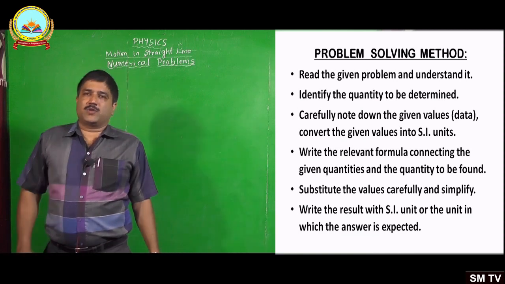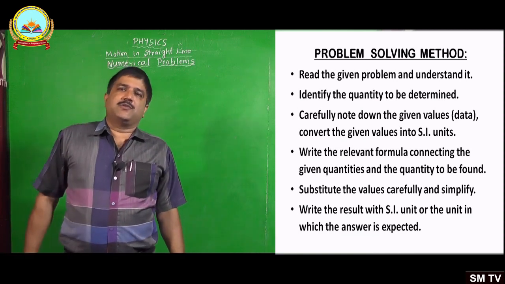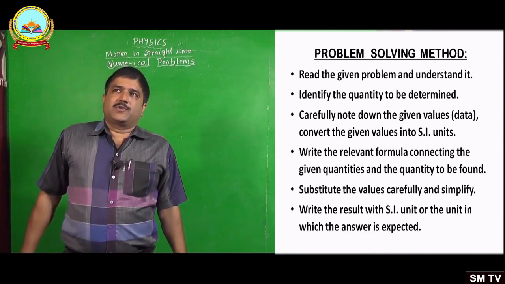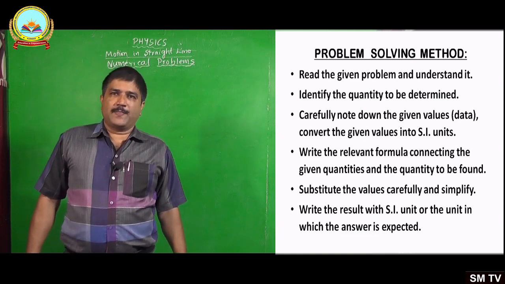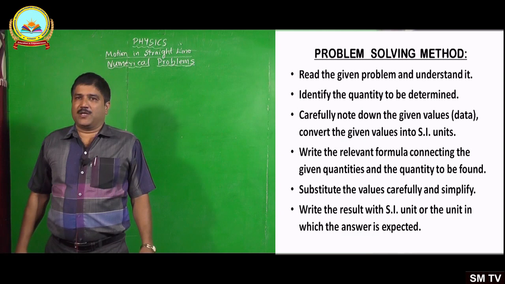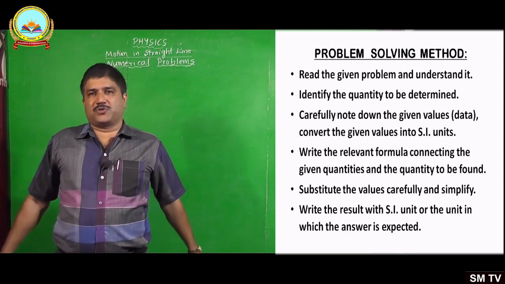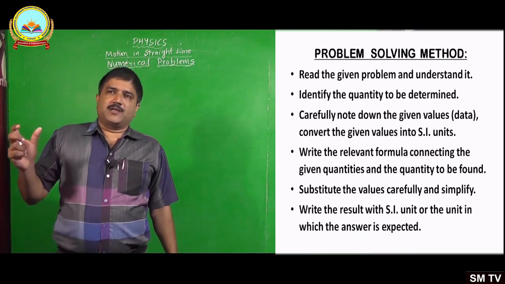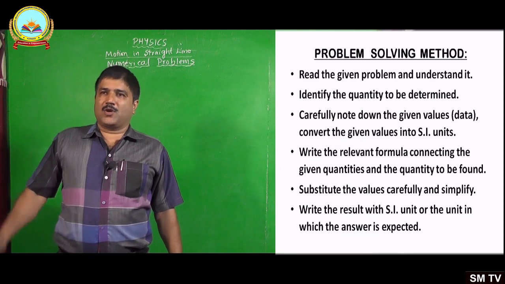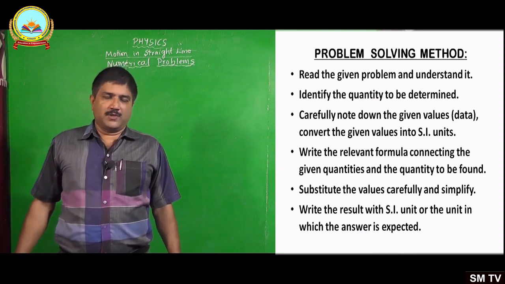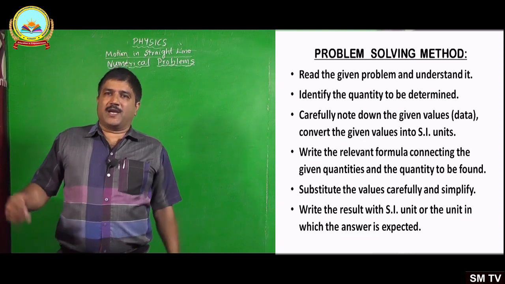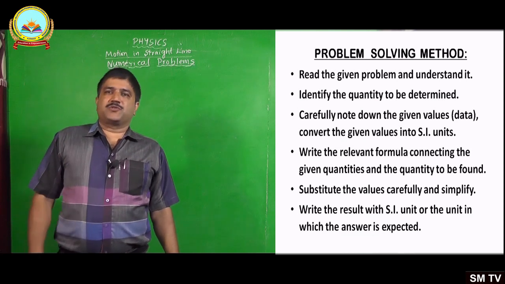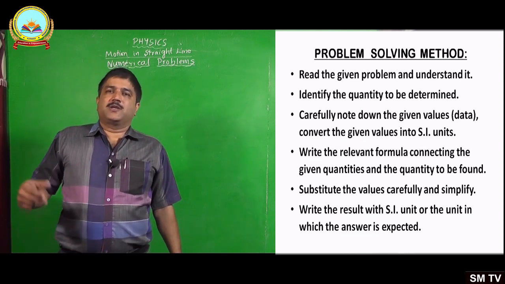Then think about the formulae which can be used to solve these questions, for which the quantity you have to find out. Normally for 5 marks question, there will be 2 quantities you are supposed to solve usually. Firstly, you have to write the relevant formula connecting the quantities given and the quantity required. Sometimes the second part of the problem is continuation of the first part, means you are supposed to use the value obtained in the first part in the second part.